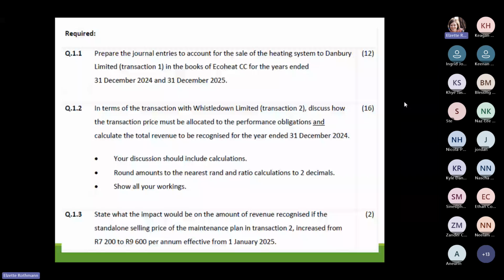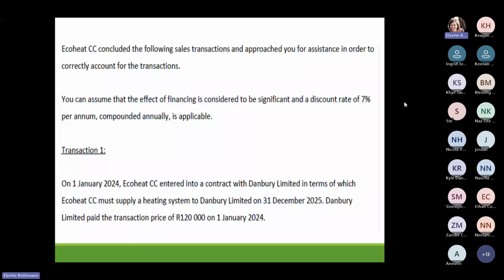And then at 1.3, state what the impact would be on the amount of revenue recognized if the standalone selling price of the maintenance planning transaction 2 increased from 7,200 to 9,600. Okay, so back to 1.1, we have to do journal entries to account for the sale of the heating system for transaction 1.